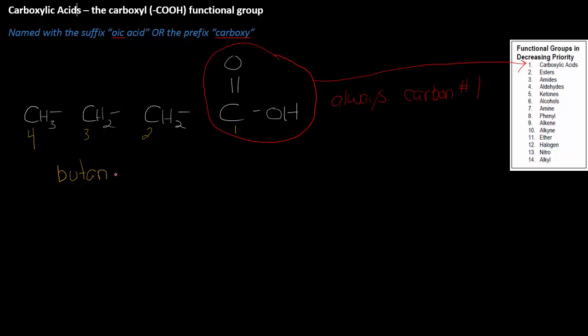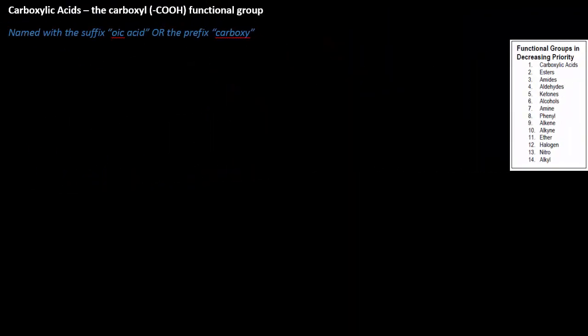All right, so there's 4 carbons in this chain, so that's butane, and then I add oic acid. It is very common to completely omit the number. All right, so next up, let's have a look at something a little bit more complicated. We'll put multiple functional groups in this one. We'll put 6 carbons in the main chain here. All right, so here's 1 carboxylic acid.